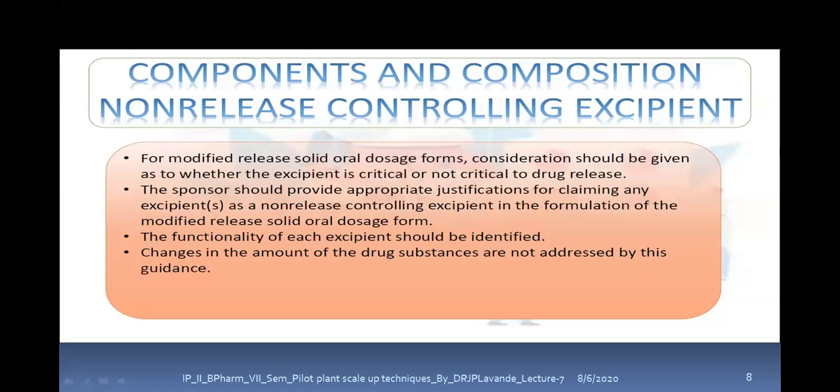The functionality of each excipient should be identified, and changes in the amount of drug substance are not addressed by this guideline. So any change related to the amount will not be addressed by this particular guideline as far as the components and the composition is concerned. Only the change related to the excipient and its significance in the form of the critical and non-critical effect on the drug release, that is the most important one.